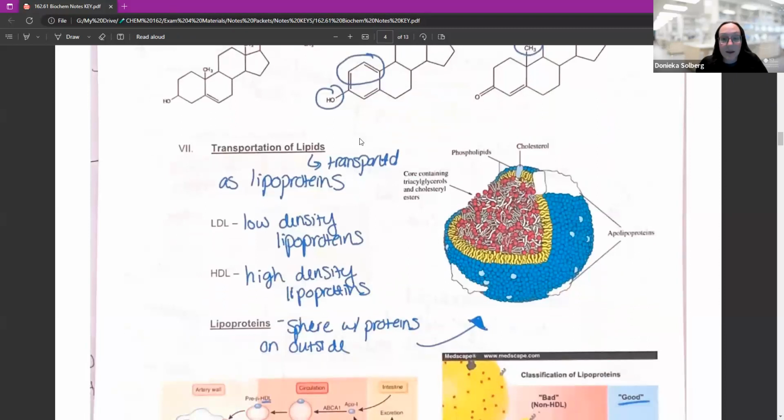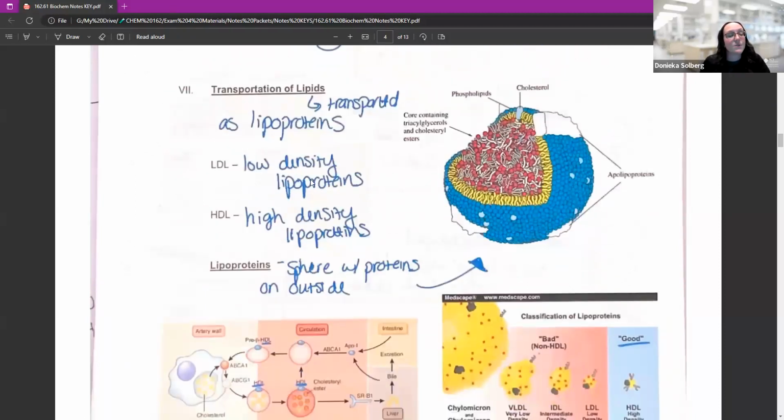Now, lipids are very nonpolar. At least part of the molecule is going to be nonpolar. So how do they move throughout the body if the body is made of mostly water and polar materials? Well, they are transported via what is called a lipoprotein. This is a lipoprotein. Okay, they are transported as lipoproteins.